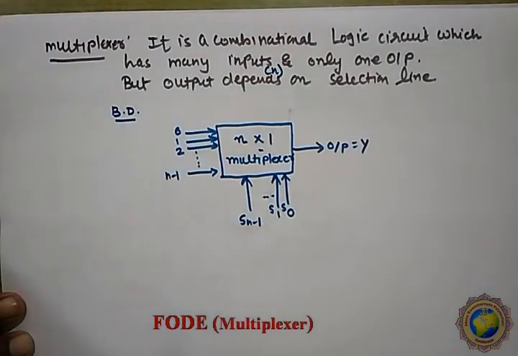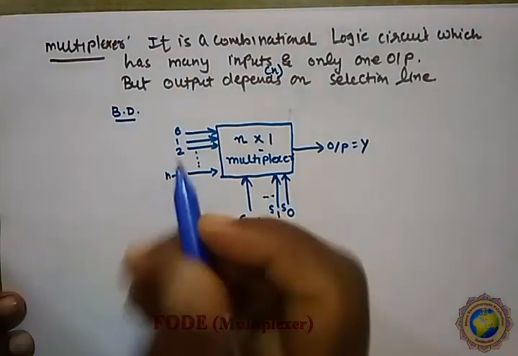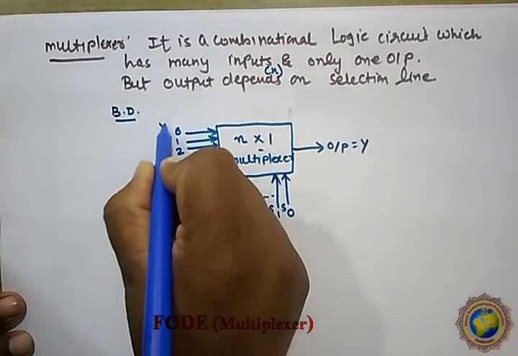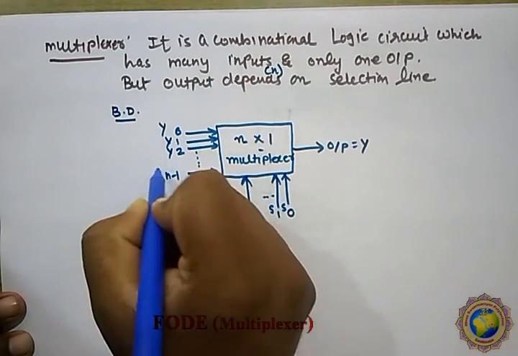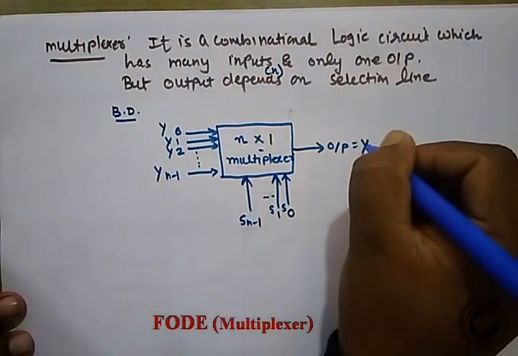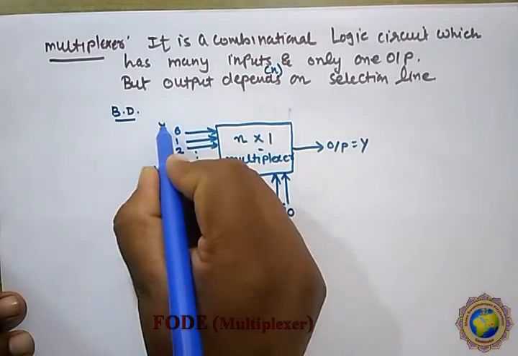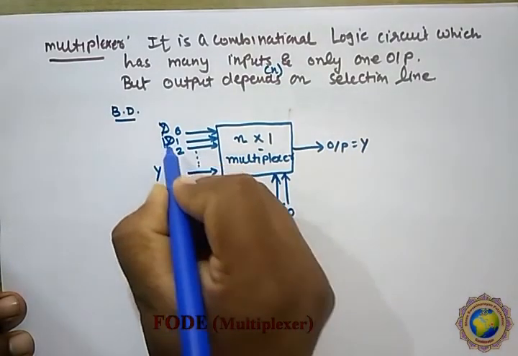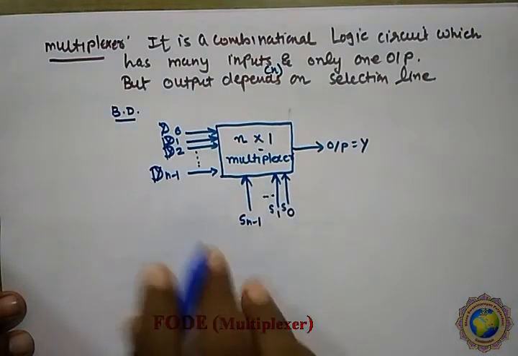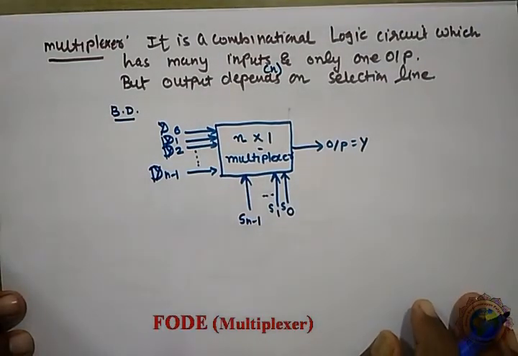આપણે સિલેક્શન લાઈન અહીંયા શું કહીશું? S0, S1. ઇનપુટને શું કહીશું? Y0, Y1, Y2 up to Yn minus 1. And your output is Y. તમારો આઉટપુટ શું છે? Y. અથવા તમે અહીંયા D0 પણ લખી શકો છો. તમારે જે લેવું હોય તમે લઈ શકો છો. So this is known as the n cross 1 multiplexer.